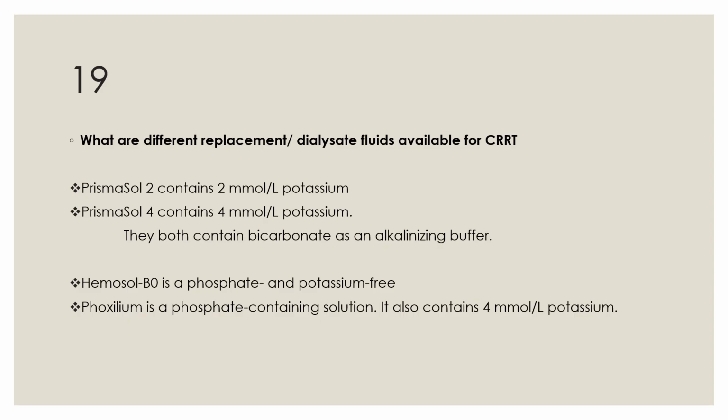What are different replacement dialysate fluids available for CRRT? There are mainly four types of fluids. Prismasol 2 contains 2 millimole per liter of potassium. Prismasol 4 contains 4 millimole per liter of potassium. They both contain bicarbonate as an alkalinizing buffer. Hemosol B0 is phosphate and potassium free, meaning zero potassium, and Phoxillum is a phosphate containing solution. It also contains 4 millimole per liter of potassium.